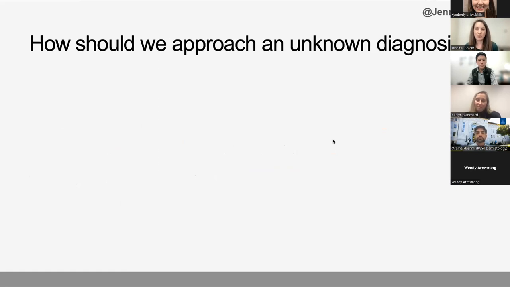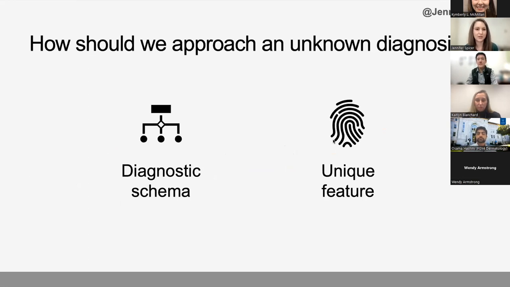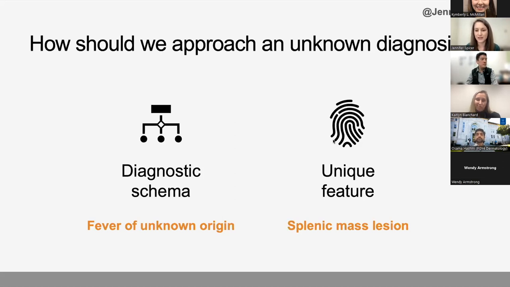So when we're trying to approach an unknown diagnosis, there are really two ways I think about it. Either I try to come up with a problem for which I have a really good diagnostic schema that I can start with, or I think about a unique feature that has a limited differential diagnosis. So for example, an eosinophilia is something that has a pretty limited differential diagnosis and is sometimes a good thing to start your differential. So for here, what I want to start with is using the diagnostic schema of fever of unknown origin to help frame this case, and then further narrow it down with something that I think is a fairly unique feature of this case, which are these splenic mass lesions.